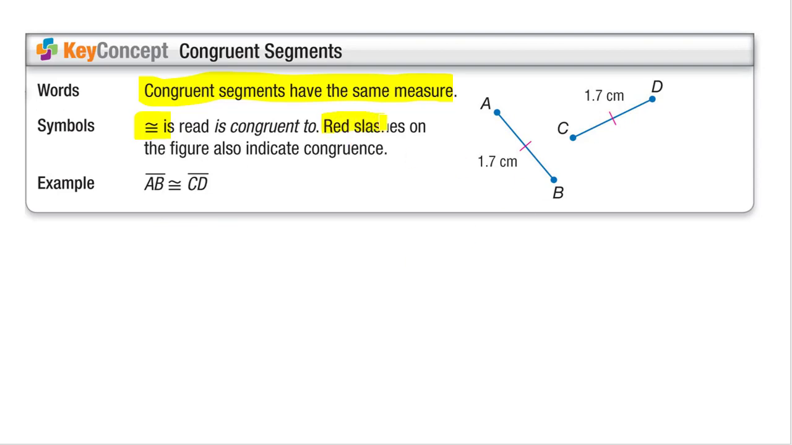Also, these red slashes. So these red slashes are going to tell me just by looking at the picture, hey, AB is congruent to CD. So I don't need to have those measures. And right here, segment AB is congruent to segment CD. That's my actual congruence statement. Okay, and I would make sure you have everything that I have highlighted along with the diagram. This is really important, understanding how to write that.